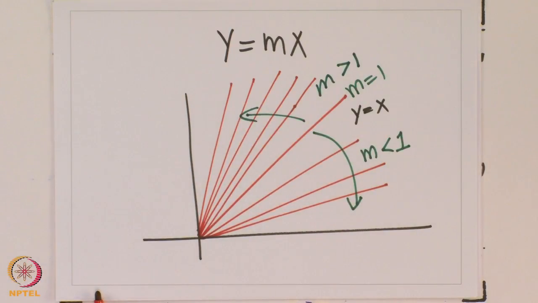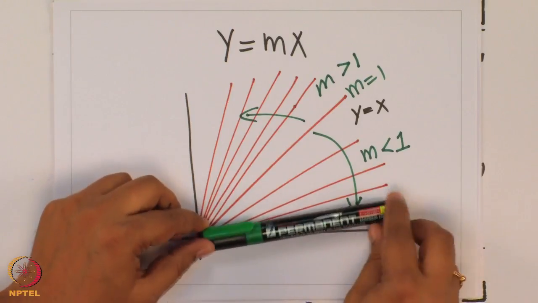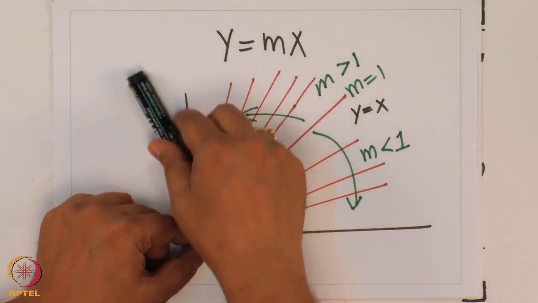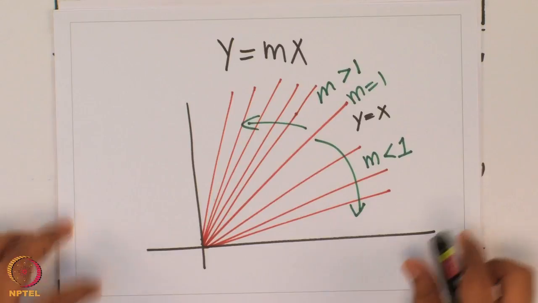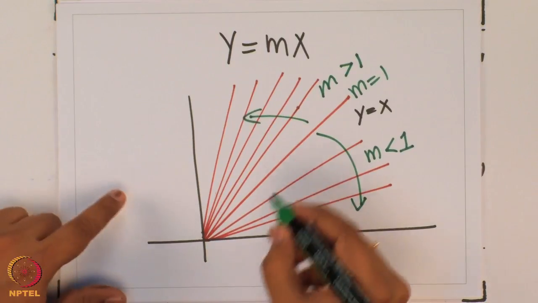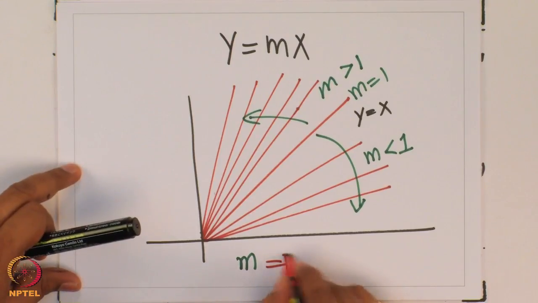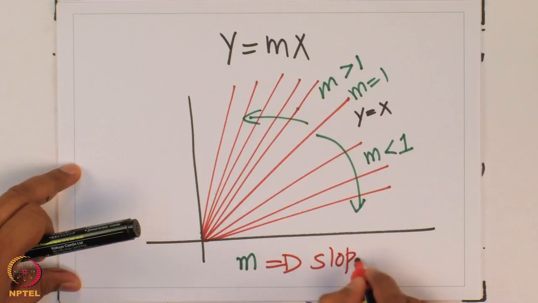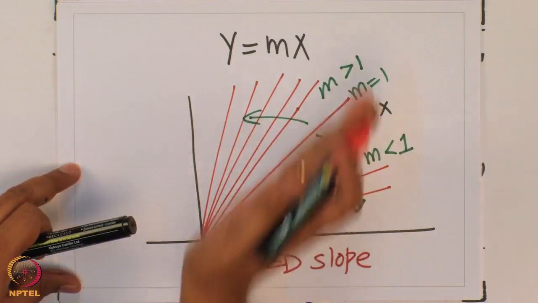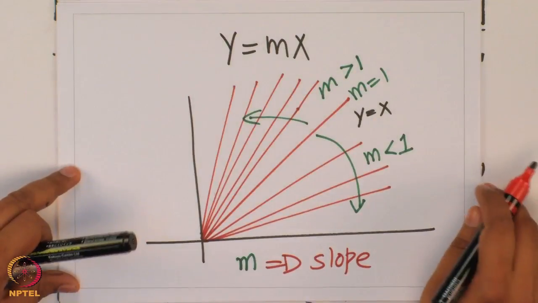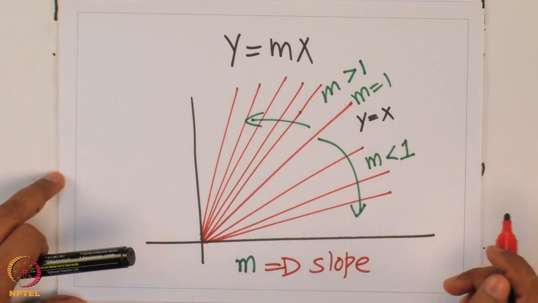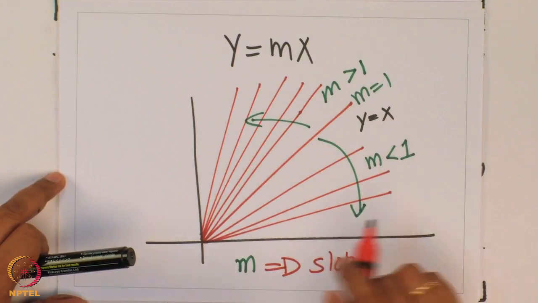What is changing is this slope. This curve has a slant or slope. The thing that we change, m here, represents slope. The more the slope, the larger the value of m. The lesser the slope, the lesser the value of m.